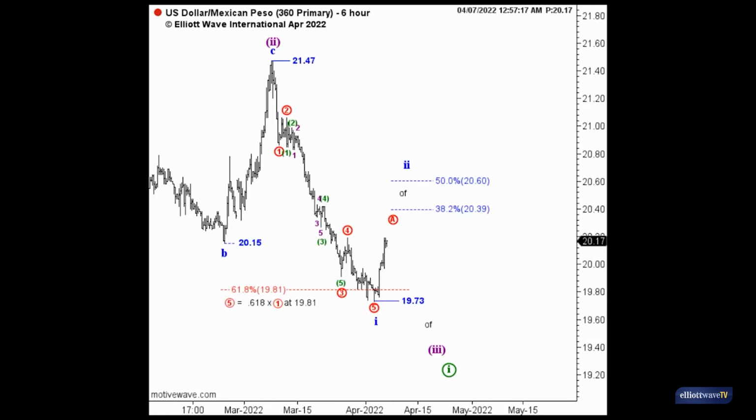We can clearly see the size of the rally from 1973 was much larger than any of the prior bounces, which indicated that the low was in for red wave 5 and an upward correction was in progress.